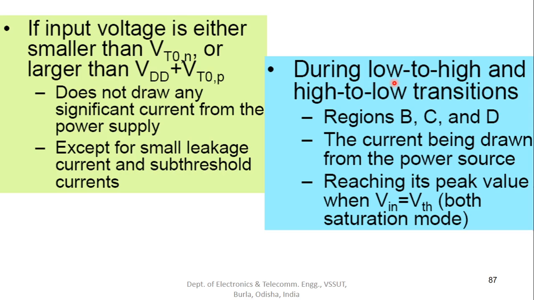During low to high and high to low transitions, that is the regions B, C and D, current is being drawn from the power source. It reaches its peak value when Vin is equal to VTH, the threshold voltage for the inverter we had just seen. And why is it so? Because at this point both of the devices are in saturation mode and both of them are conducting to their maximum peak value.